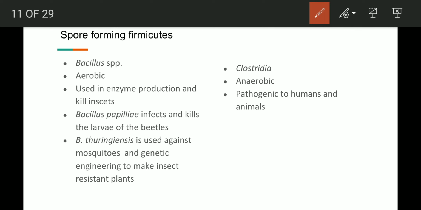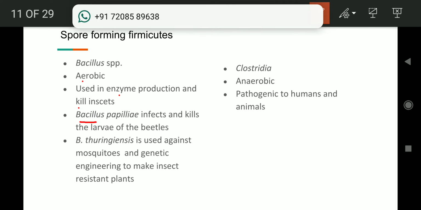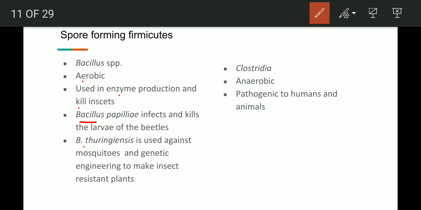So the Bacillus species are aerobic and they are used in production of toxins which are used in killing insects. So which bacteria are used here? Bacillus popilliae, which kills the larvae of beetles, and the next one is Bacillus thuringiensis. This Bacillus thuringiensis is used against mosquito and also used in genetic engineering, where we make the plant insect resistant.